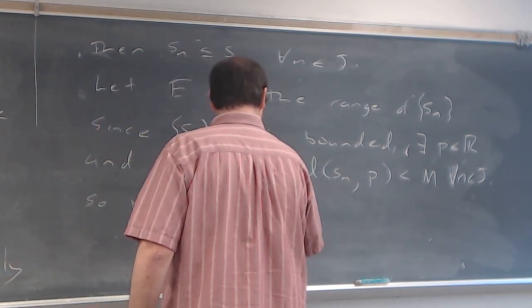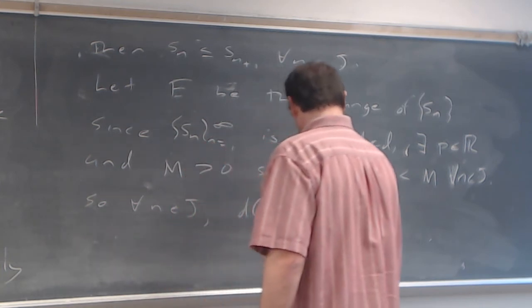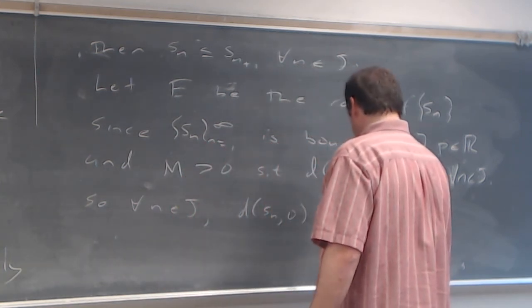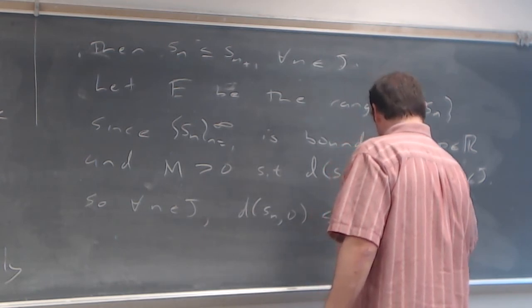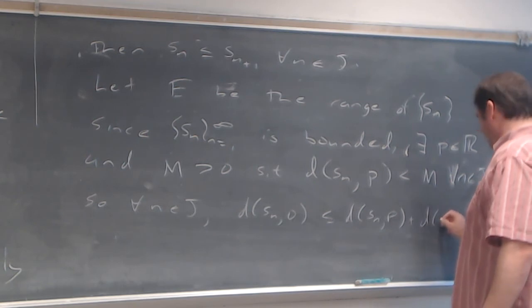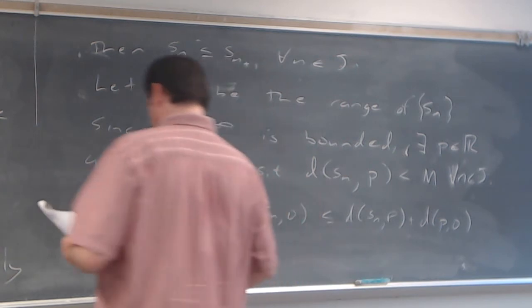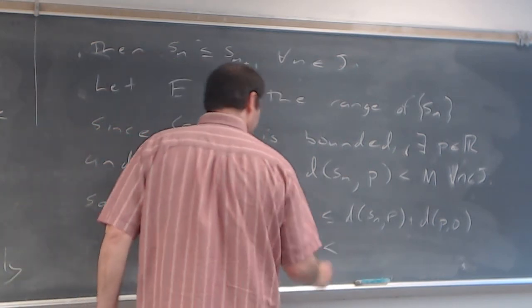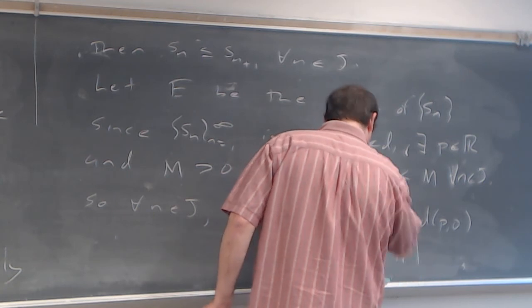So, for all n element of J, here's what we have. The distance between S of n and 0 will be less than or equal to the distance between S of n and P plus the distance between P and 0. And we're thinking about the usual metric here. This will be less than M plus the absolute value of P.